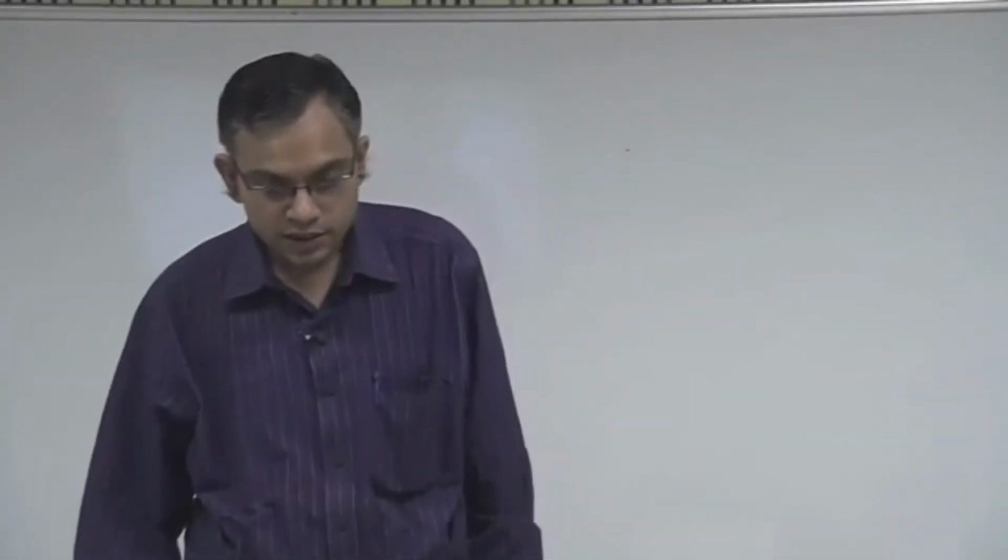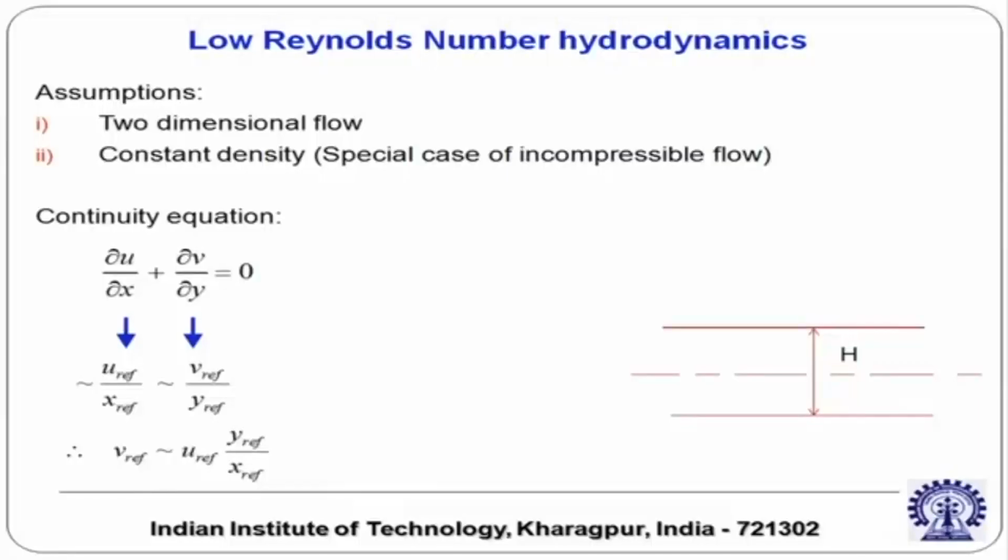In our previous lecture, we were discussing some of the important aspects of low Reynolds number hydrodynamics, and we started with analyzing the continuity equation. To summarize what we observed during our analysis, let us look into the slides. We made an assumption that the flow is 2 dimensional and constant density flow, and the continuity equation revealed a relationship between the velocity scales with the corresponding length scales.